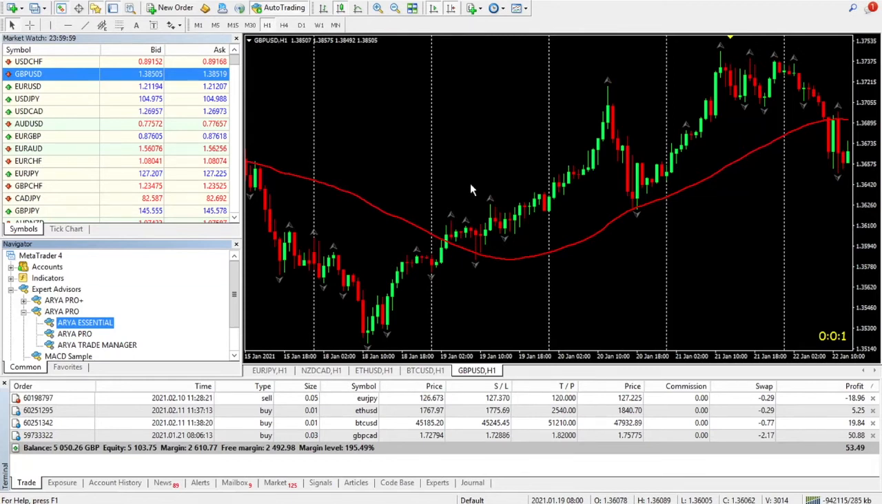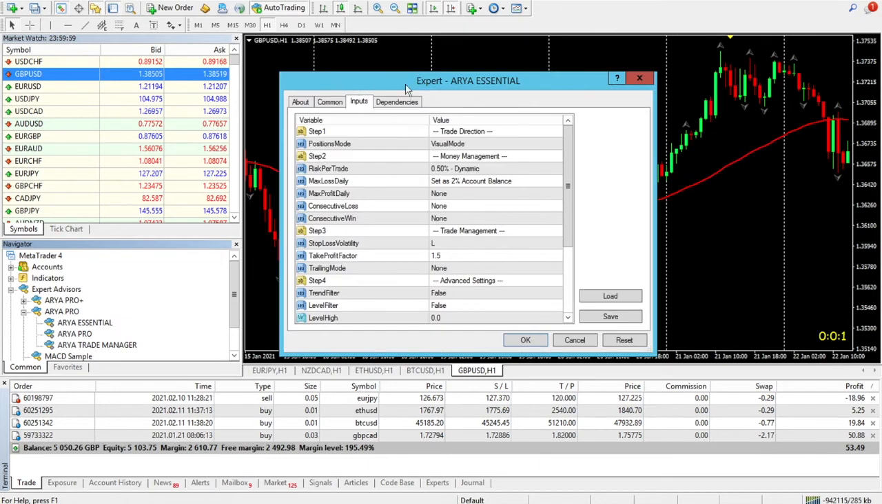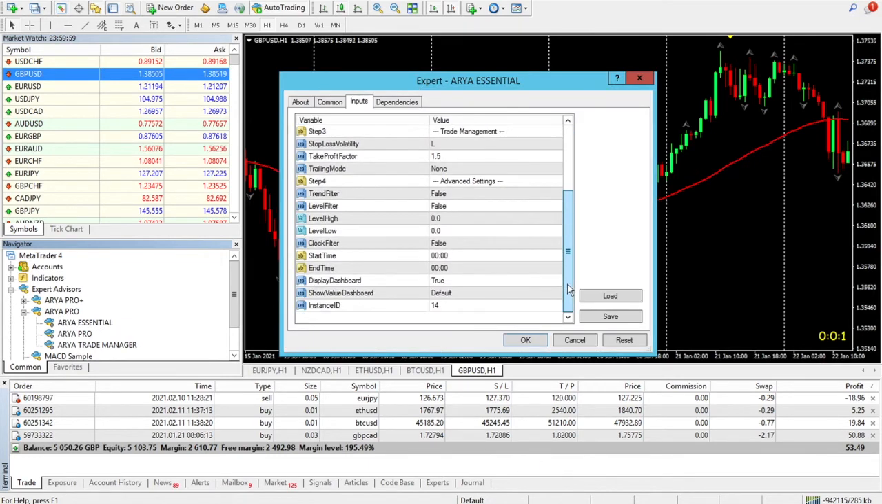Let's go over Arya Essentials. Now here you see my MT4 platform. I've decided to look at the GBP USD asset in H1. To launch Arya Essentials, simply click and drag over to the chart. Here we have your expert parameters, and we have 4 simple steps to go through.